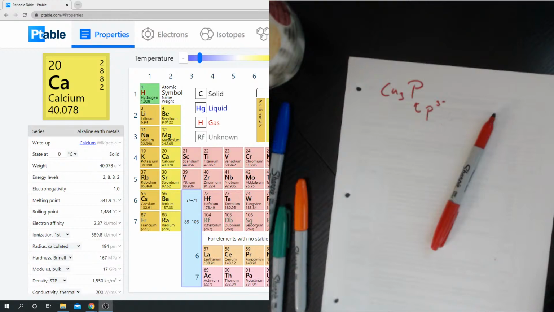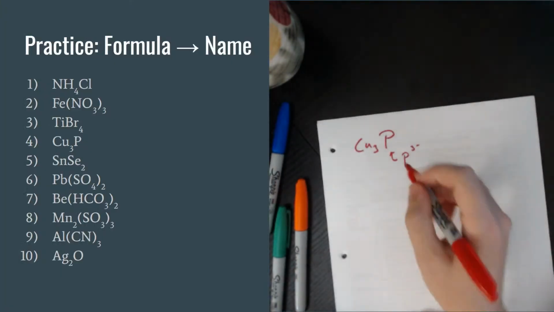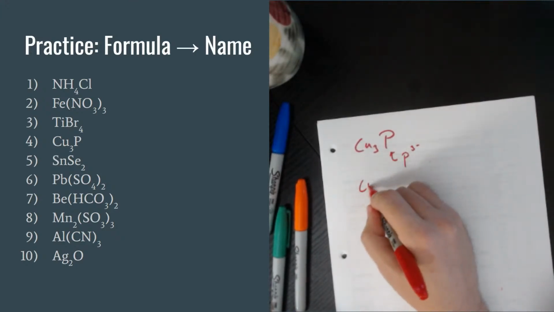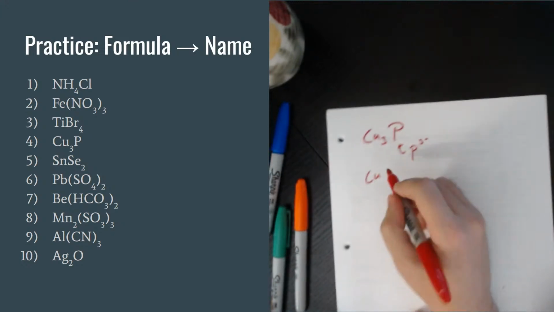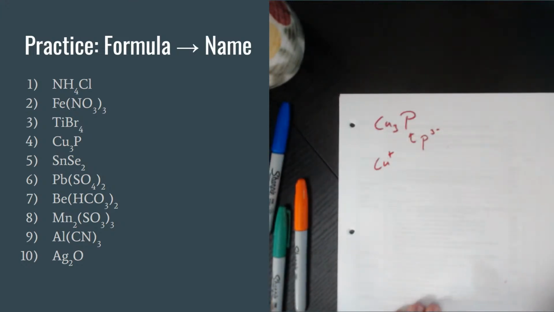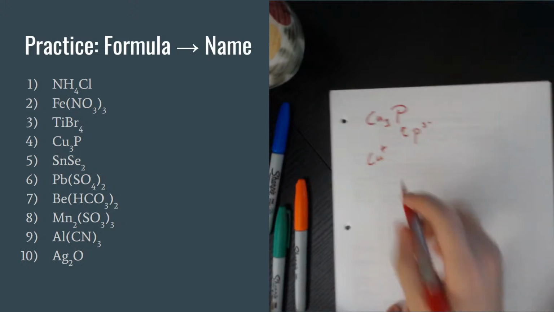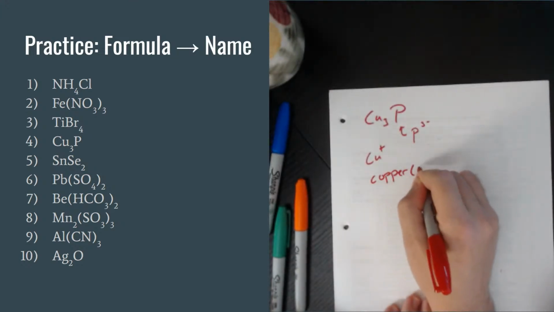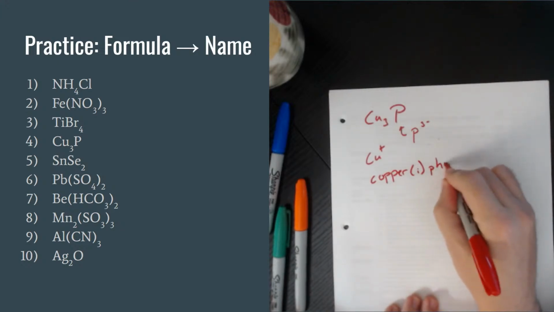All right, so phosphorus takes a -3 charge. There are 3 of the copper ions. They have to balance it out, so each of them will have a +1 charge. So that means that this compound is named copper 1 phosphide.